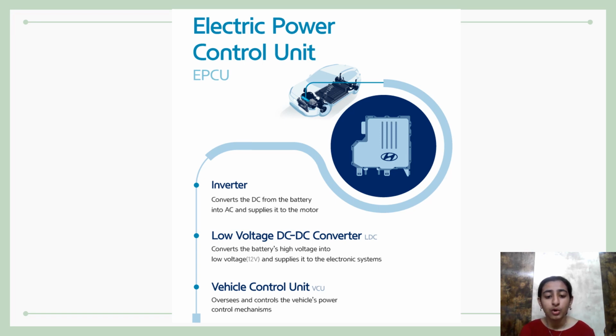Next, we have the low voltage DC converter. The LDC converts the high voltage electricity from the EV's high voltage battery into low voltage and supplies it to the various electronic systems. Next is the vehicle control unit. It controls all the vehicle's power control mechanisms, including the motor control, braking control, and the power supply for electronic systems.